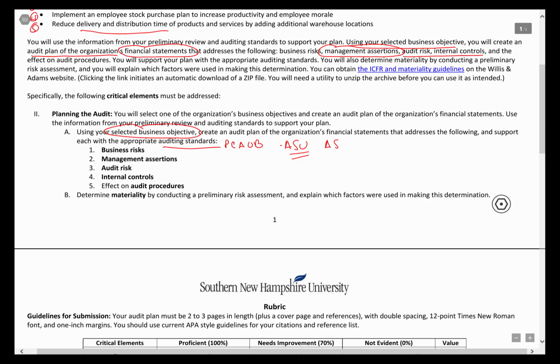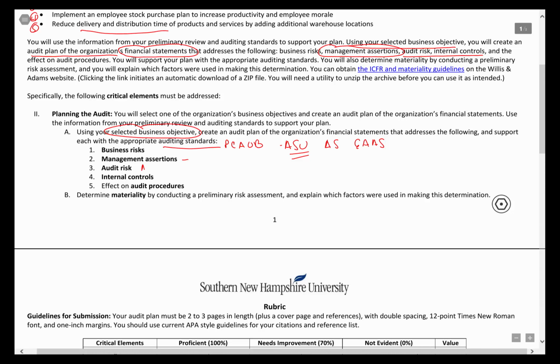Most of the time that's how they're referred to within the PCAOB, or GAS, generally accepted auditing standards. And so all of those are what you're going to use to justify your business risks. Obviously, management assertions, there's 10 of them, and your book has done a great job of going through them. Completeness, valuation, disclosure, just to name a few.